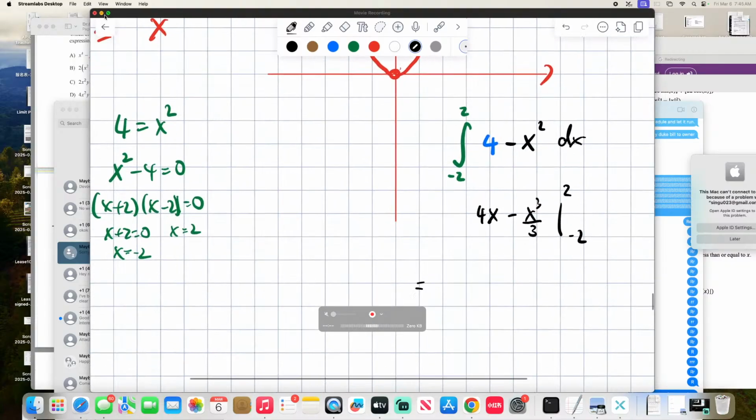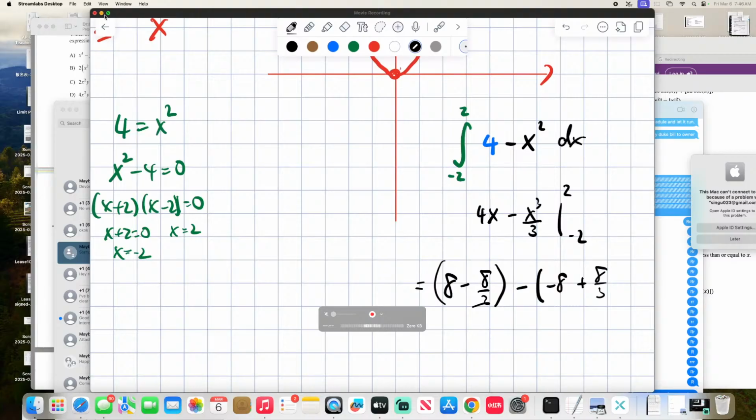And this one is going to give you 8 minus 8 over 3, minus 4 times -2 is what? -8. Is that okay? Minus, plus 8 over 3. Why is it plus? Because -2 to the third power is negative, so you end up with negative times negative, which is positive.